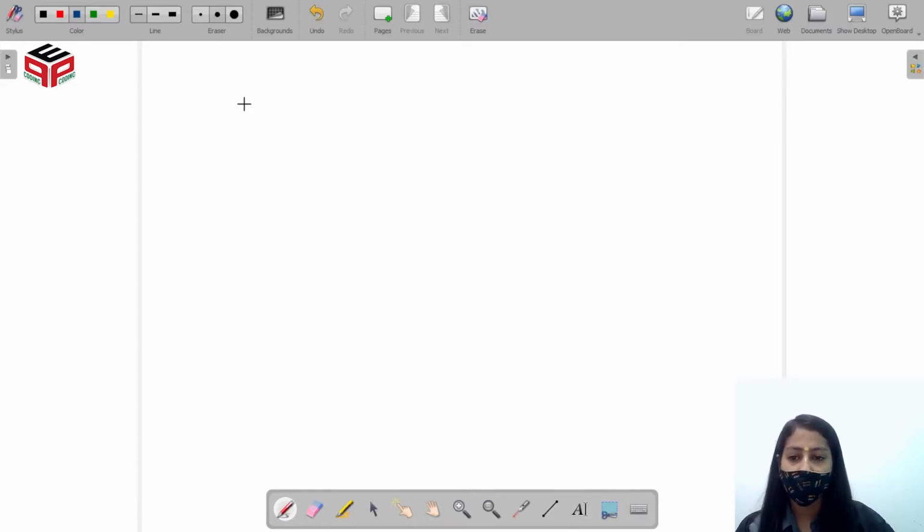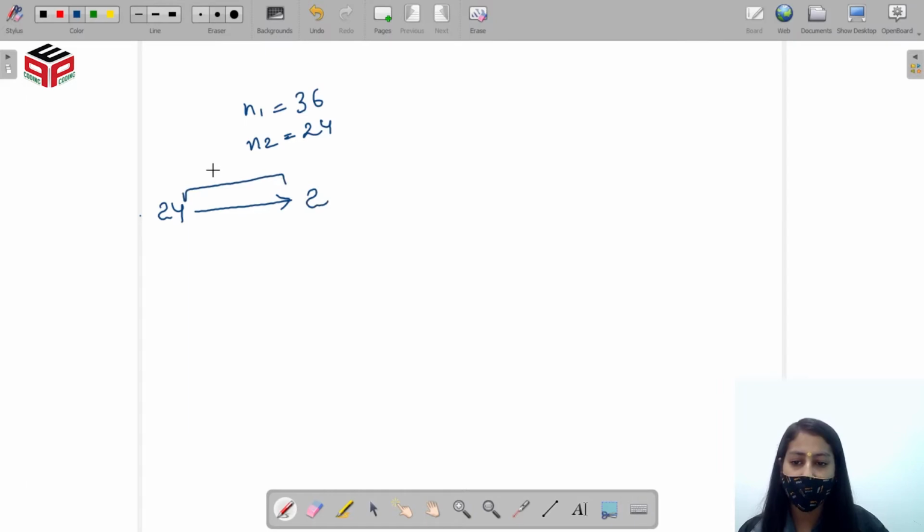Let the numbers be 36 and 24. The first number is 36, the second number is 24. Now the brute force solution for this can be: we start from the smallest number, that is 24, and we move down till 2. In between this range we'll find the greatest number which is divisible by both 36 and 24.